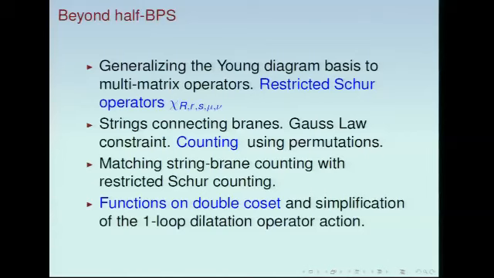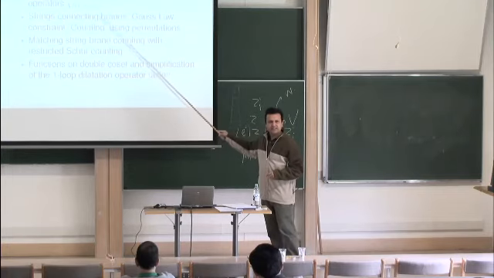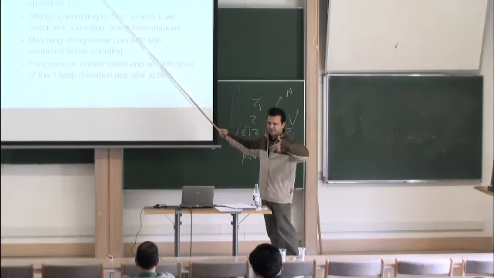And this counting can itself be done using permutations. And I'll tell you how that's done. And then we'll talk about how this counting of string configurations agrees with the counting of operators that you can build which perturb the half BPS operator.